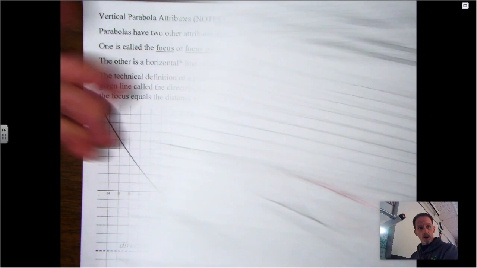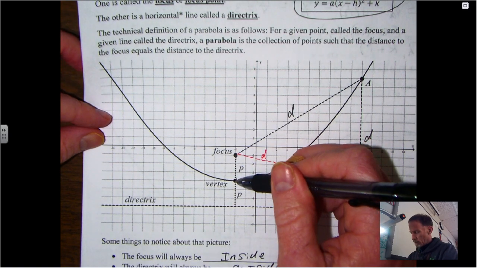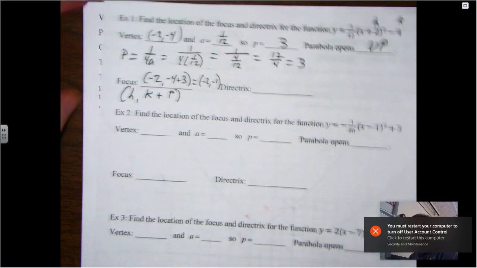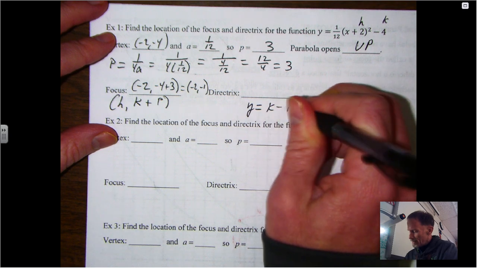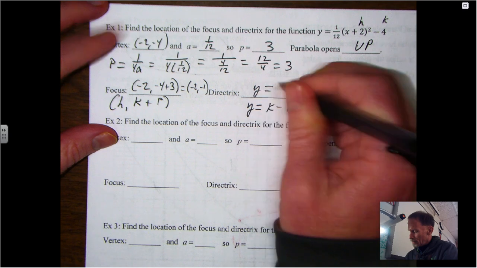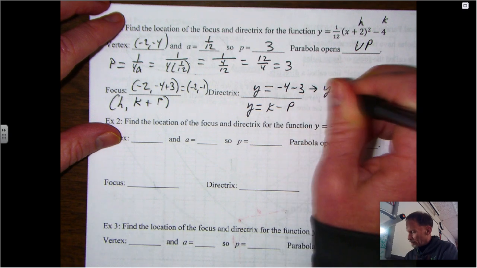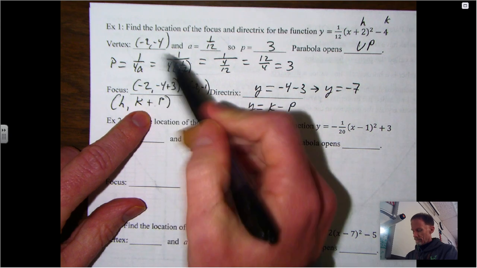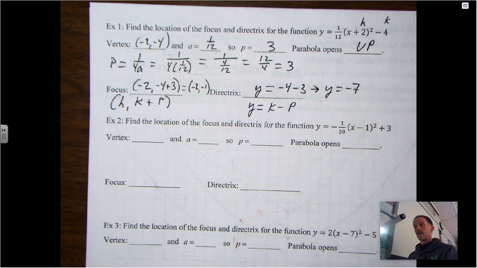For the directrix, we're going to go the other direction. So if I add P for the focus, I'm going to subtract P to find the directrix. Now remember, the directrix is a line. It's a horizontal line, so it'd be y equals k minus p. So in this case, y equals -4 minus 3, which means it's y equals -7. And that is all there is to it. Okay? You're always going to add p for the focus, and you're always going to subtract p for the directrix.